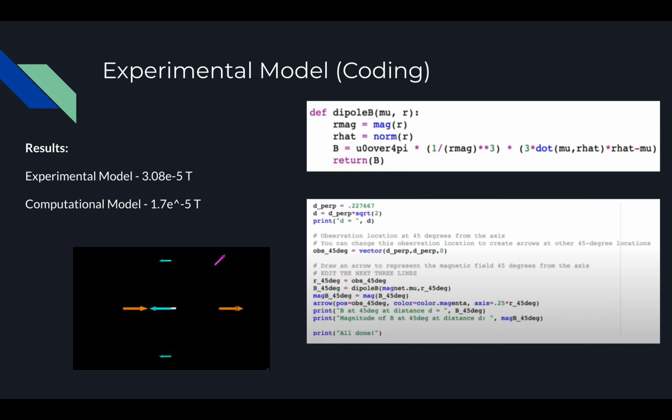So for the experimental model, we had to code in the equation for the dipole moment, and then we were able to input our parameters in there and return the correct answer. And then we are able to plot this into GlowScript and show a simulation of the magnetic field and the magnitudes at different observation points and different angles. The experimental model yielded a result of 3 times 10 to the negative 5th Tesla, and the computational model was 1.7 times 10 to the negative 5th Tesla.